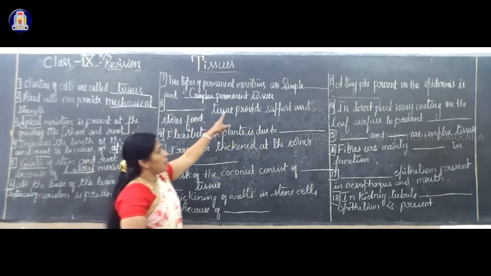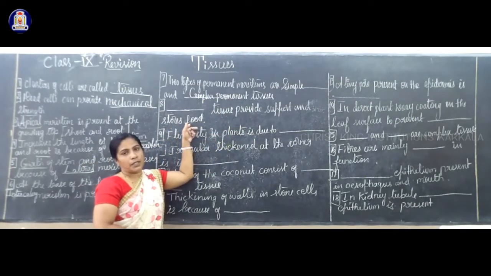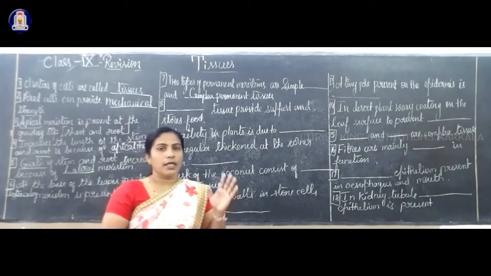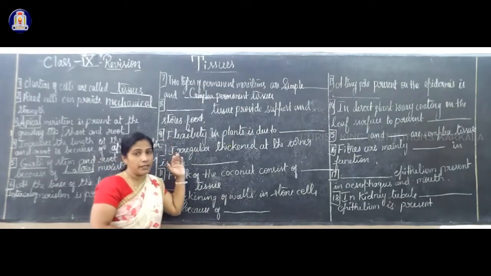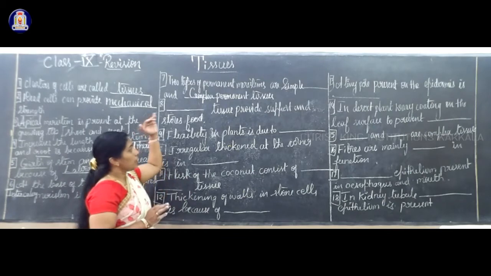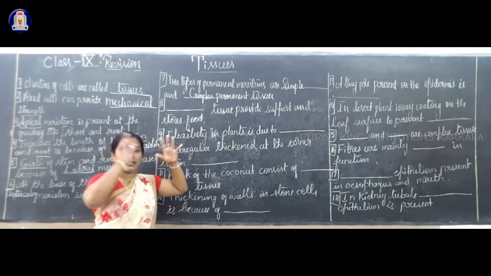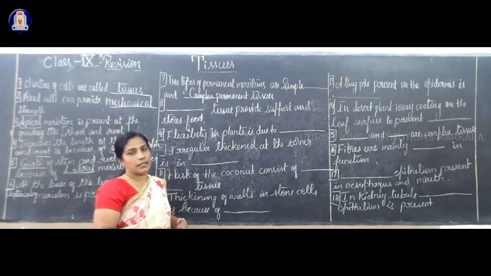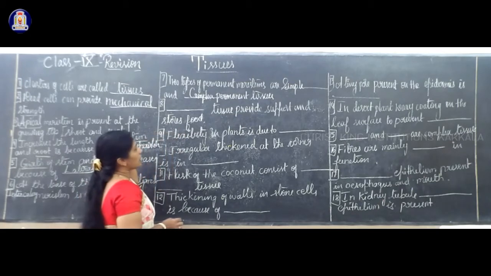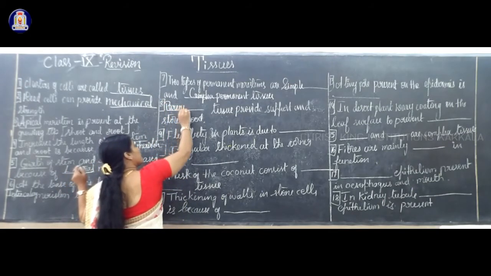Dash tissue provides support and stores food. Keep in your mind, each question is different. So in plants which store food, especially the leaf region, the tissue provides support and stores food, and it consists of intercellular space. It is nothing but parenchyma.